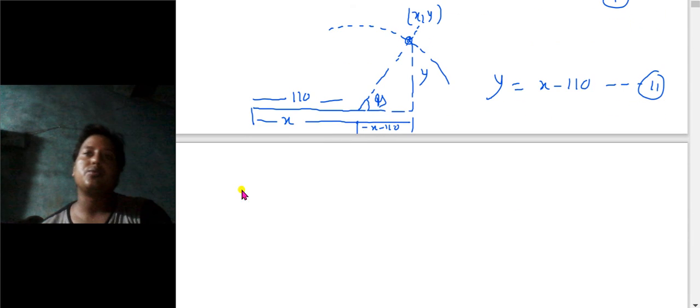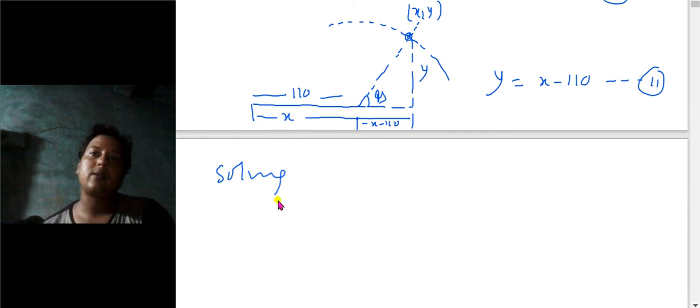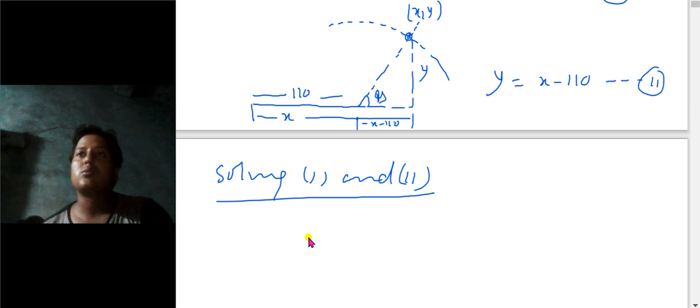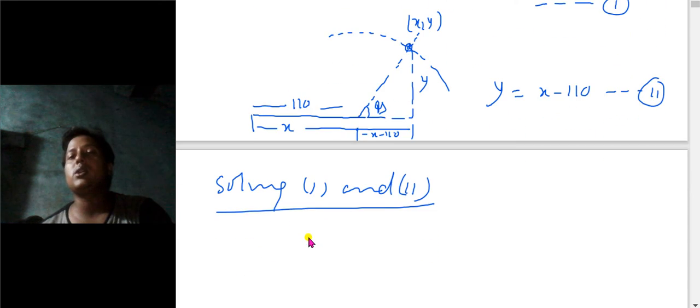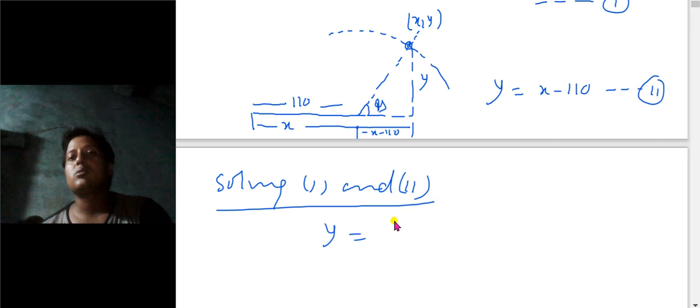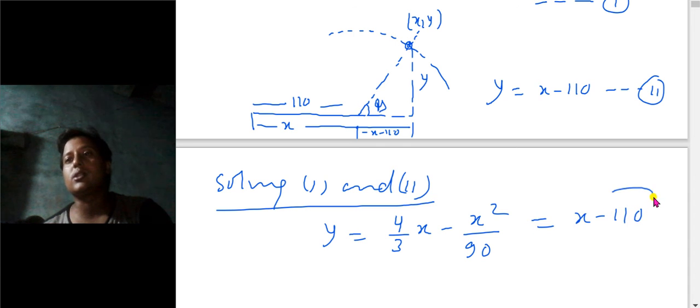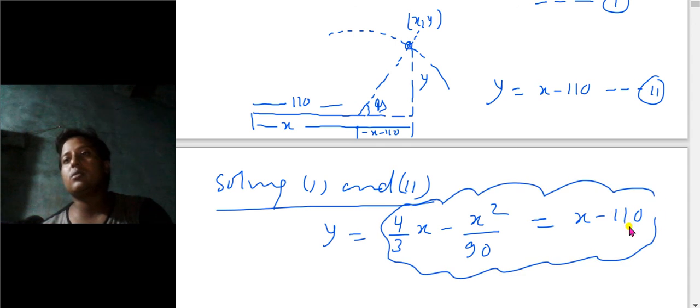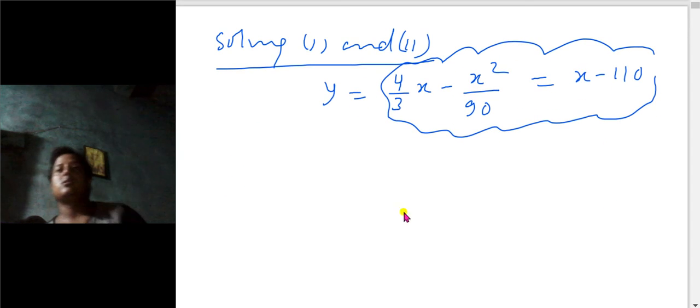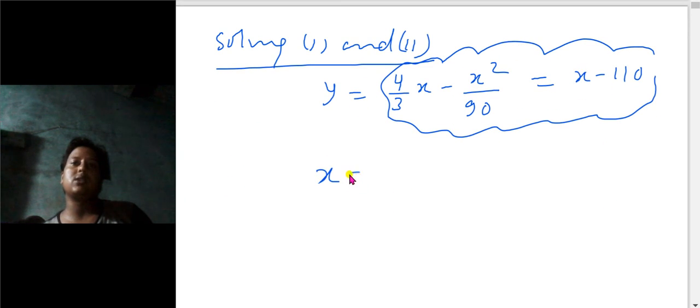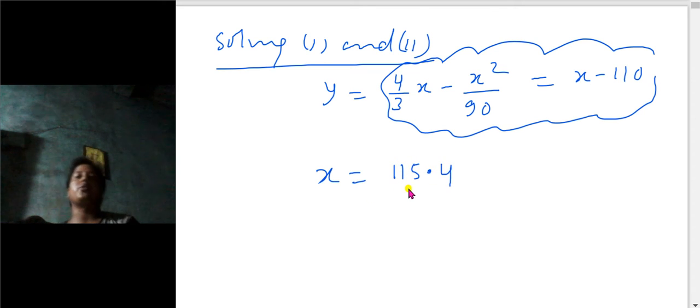Solving 1 and 2. 1 is what? y equals 4 over 3 x minus x square over 90, that equals x minus 110. So we have a quadratic equation in x. After solving, we get x equals 115 point something, 115.4.